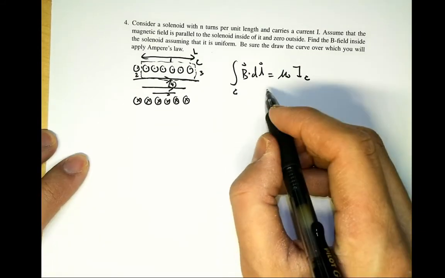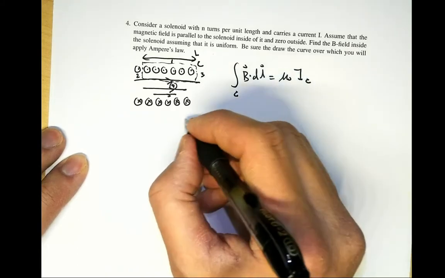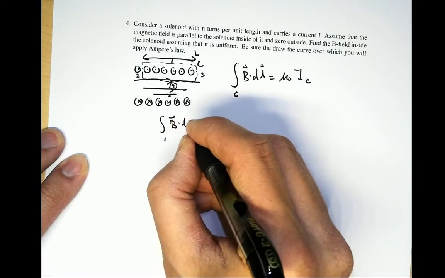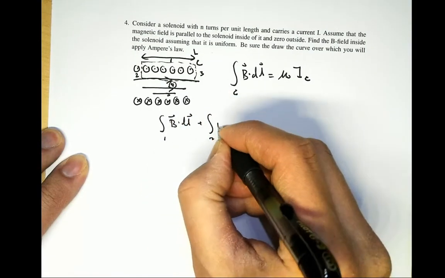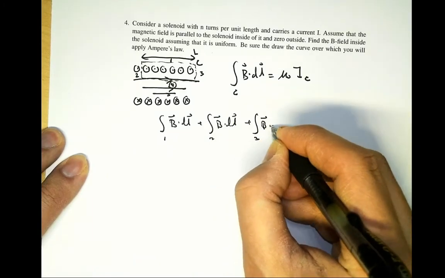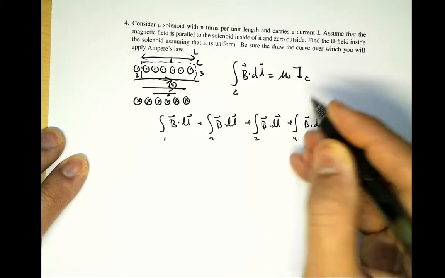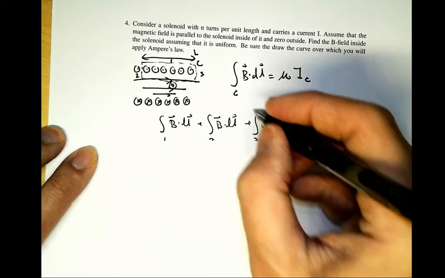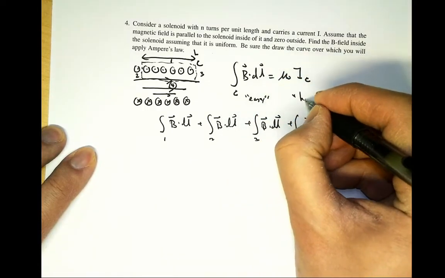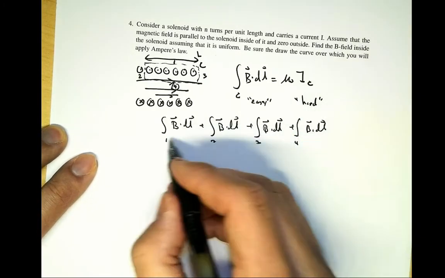Okay, let's go ahead and do this. There are 4 segments here, so we're going to break this down into 4 different integrals: the integral of B dot dl over 1, plus the integral over 2, plus the integral over 3, plus the integral over 4. Again, this is always the easy part, and this is usually the hard part, though this might be a little different in this case. So let's go through each one of these.